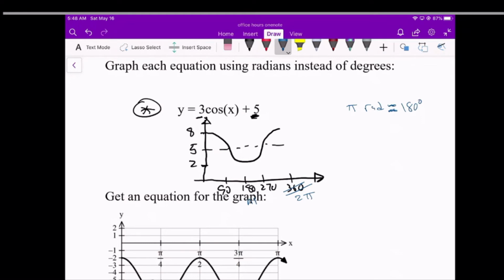180 is pi radians, right? 180 is pi, so 360 would be twice that, or 2 pi. 180 is pi, so 90 would be half of that, 1/2 pi. And then 270 would be 3/2 pi. Right, so 90 degrees is half a pi, and then pi, and then 1.5 pi, and then 2 pi. So our tick marks are going by 1/2 pi's this time.